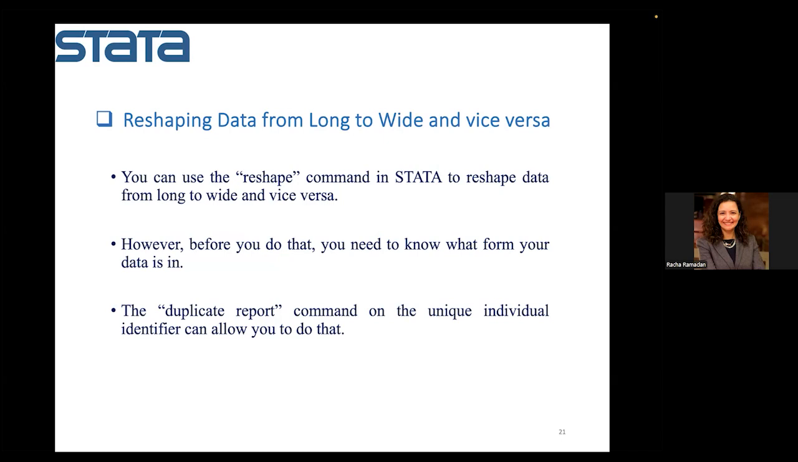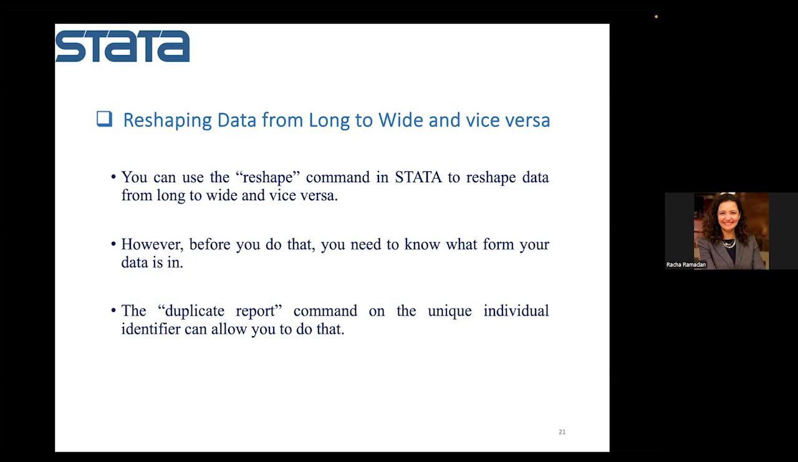To get to know the data set, one of the useful commands when you have panel data is duplicates report. The duplicates report is based on the unique individuals, so it takes into consideration the identifier of the individual or of the household, and it allows you to know if there is duplication. If you don't know if the data is wide or long, the duplicates report can show you that there is duplication, which means that the same identifier is repeated twice.